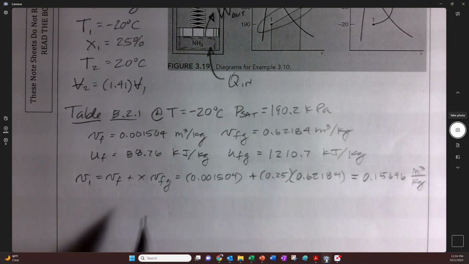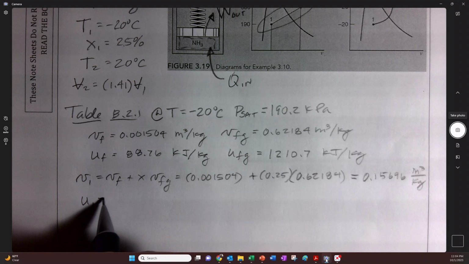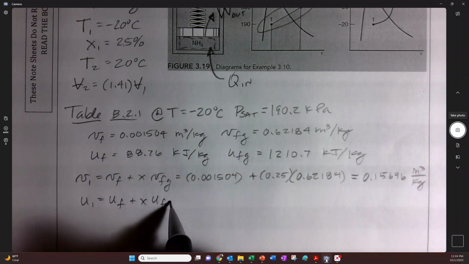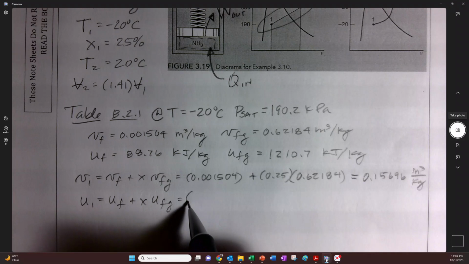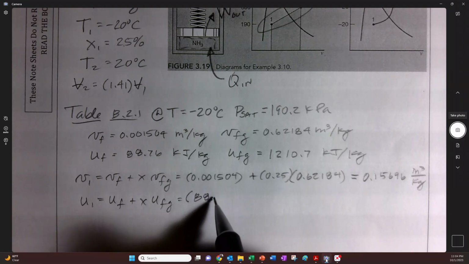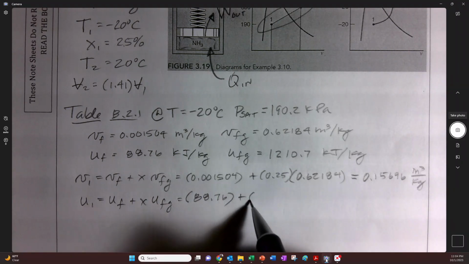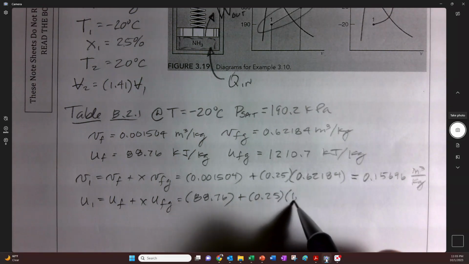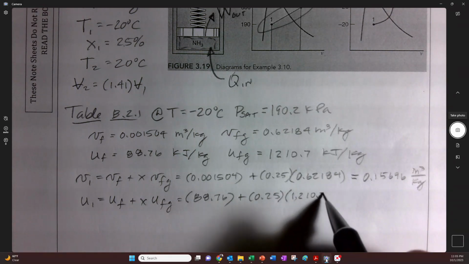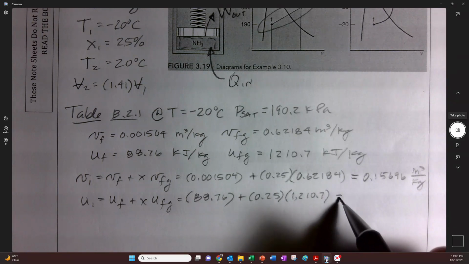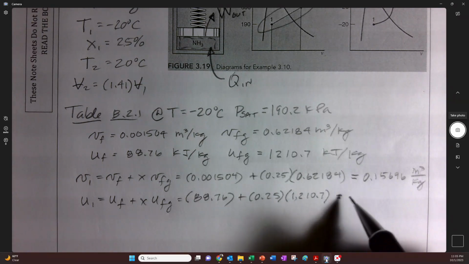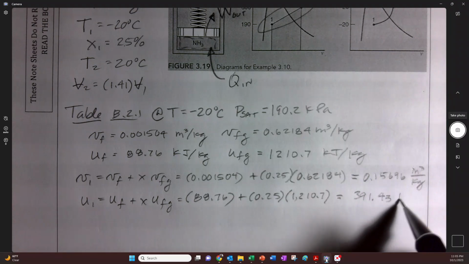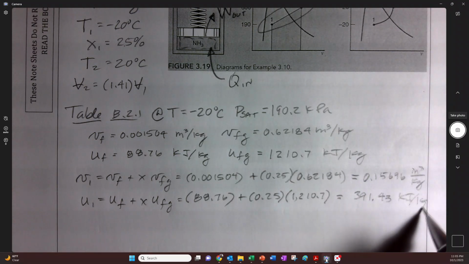And u1 is going to be uf plus x times ufg. So 88.76 plus 0.25 times 1,210.7. And that turns out to be 391.43 kilojoules per kilogram.